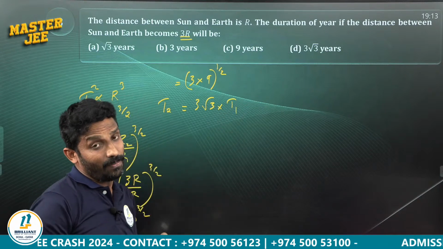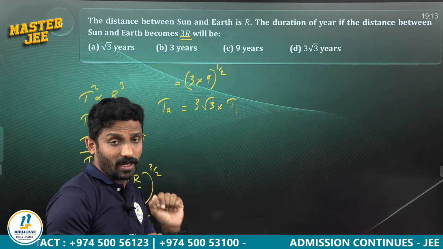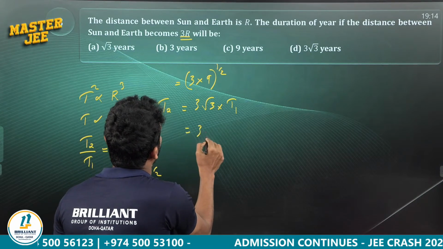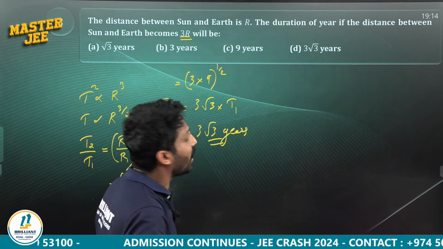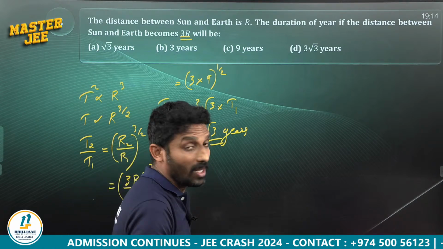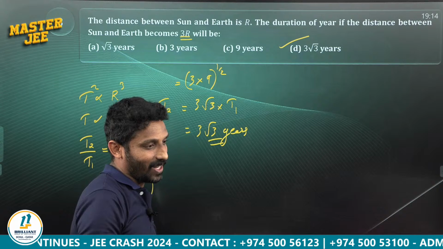Okay, and what is T1? T1 is 1 year. In the first case it is 1 year. Okay, so this is equal to 3 root 3 years. Okay, this is the answer. Very simply done by applying Kepler's third law of planetary motion. Okay, option 4. Very good.